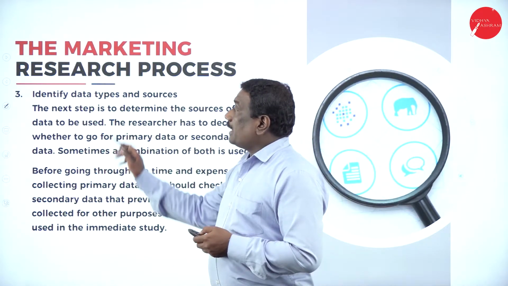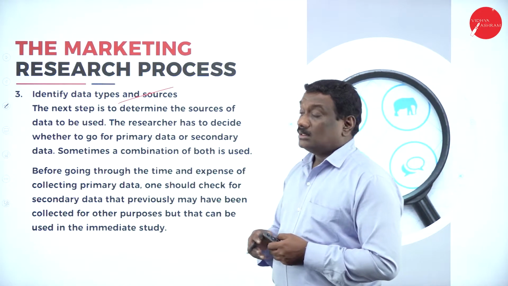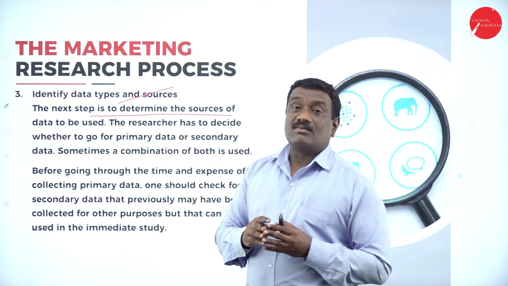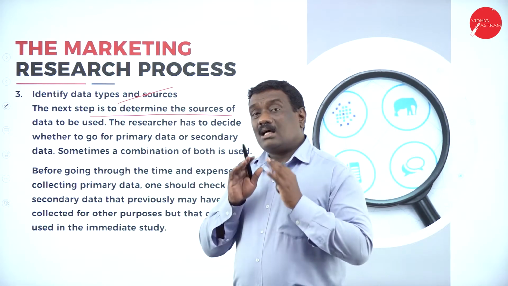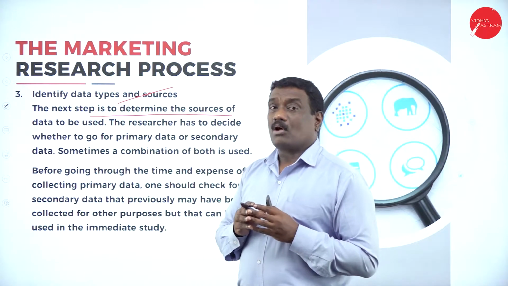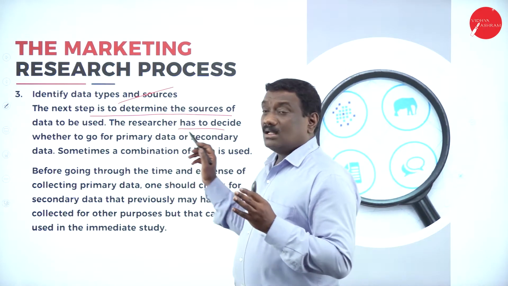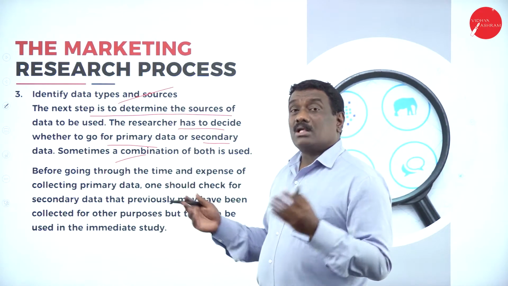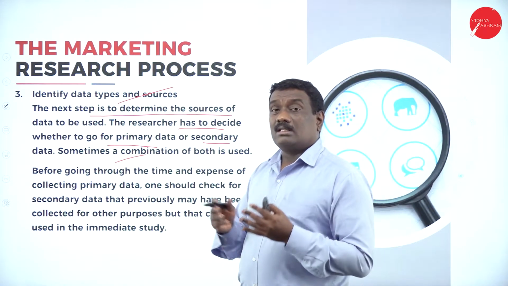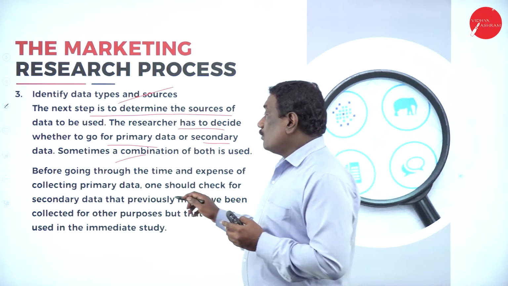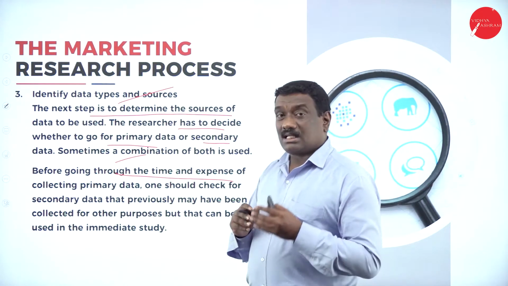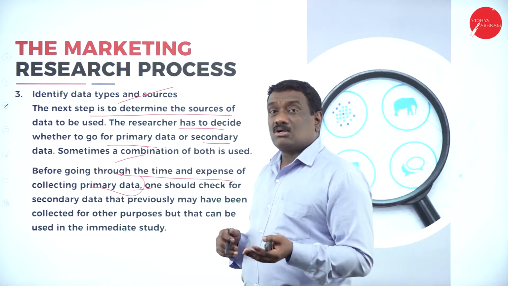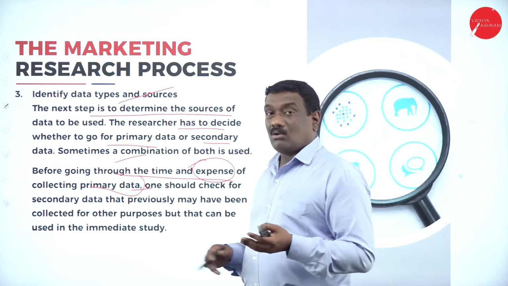Now, third part is identify data types and the sources. Under this, marketing research says the next step is to find out which are the sources of data to be used in order to analyze and find out the solution for that particular problem. Now, the researchers have to decide here whether to go for the primary data or the secondary data. Sometimes it will be a combination of both primary data and secondary data, which the researchers would like to take. Now, before going through the time and expenses of collecting primary data, because primary data is a lot of time consuming as well as more expensive also.